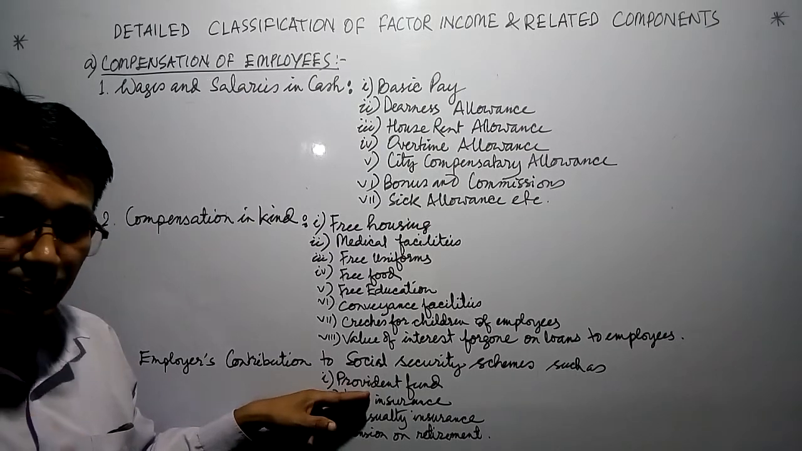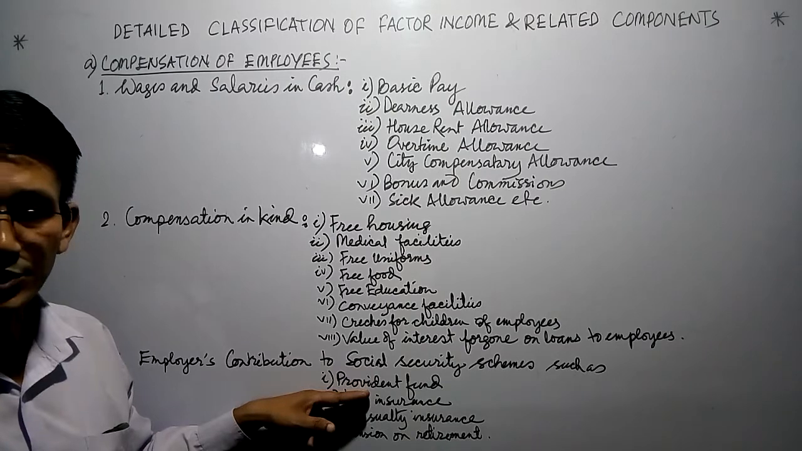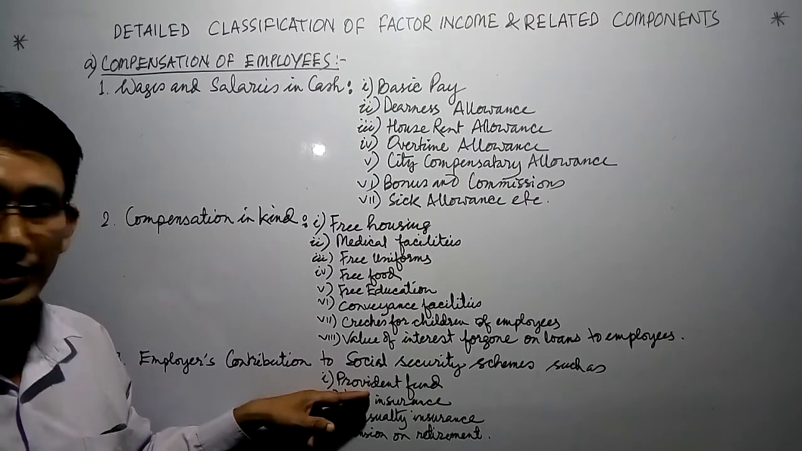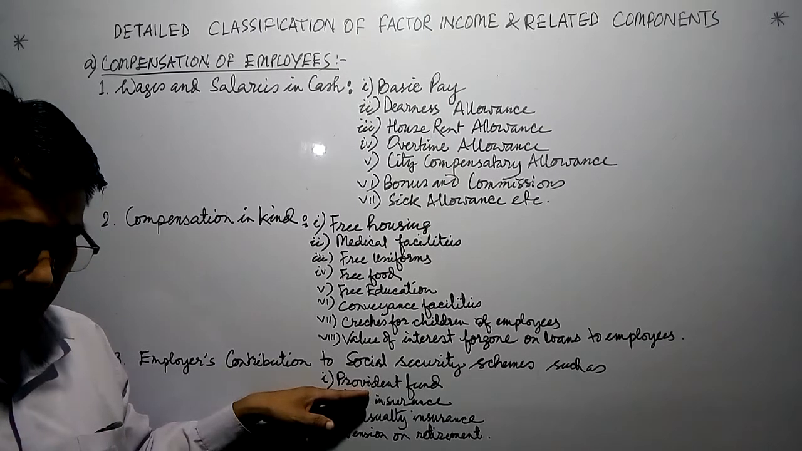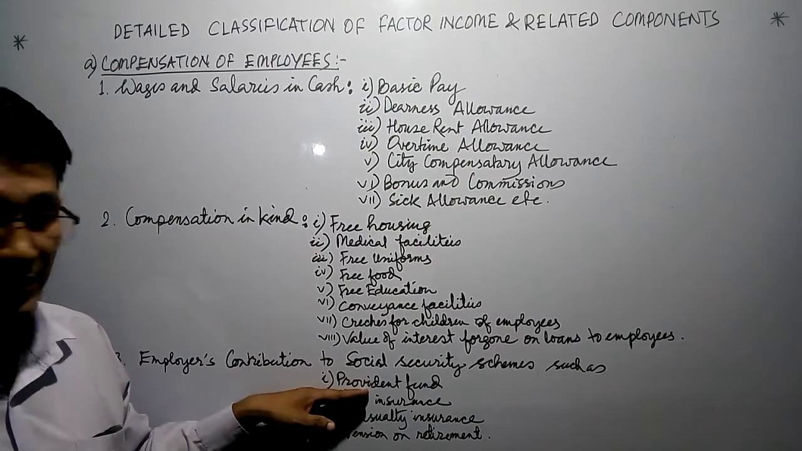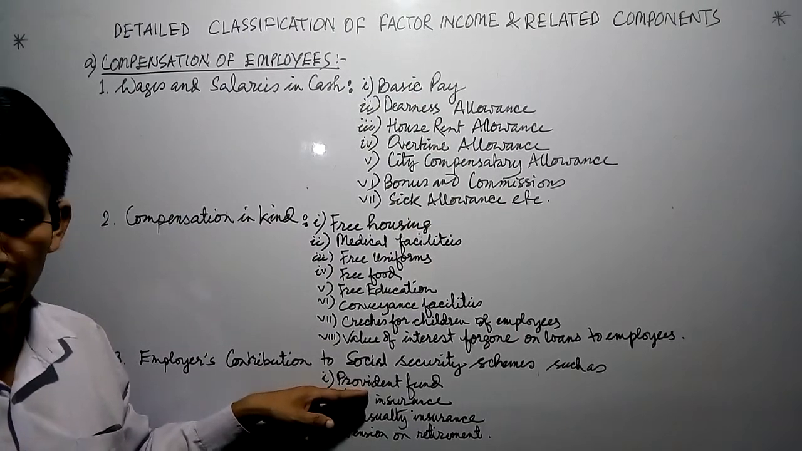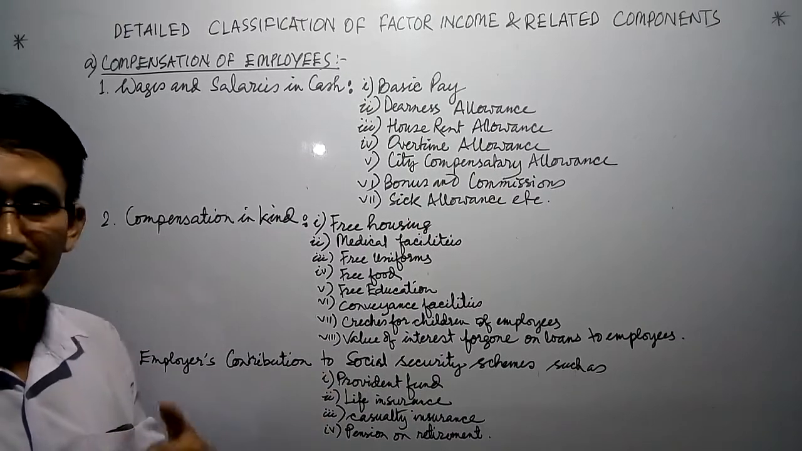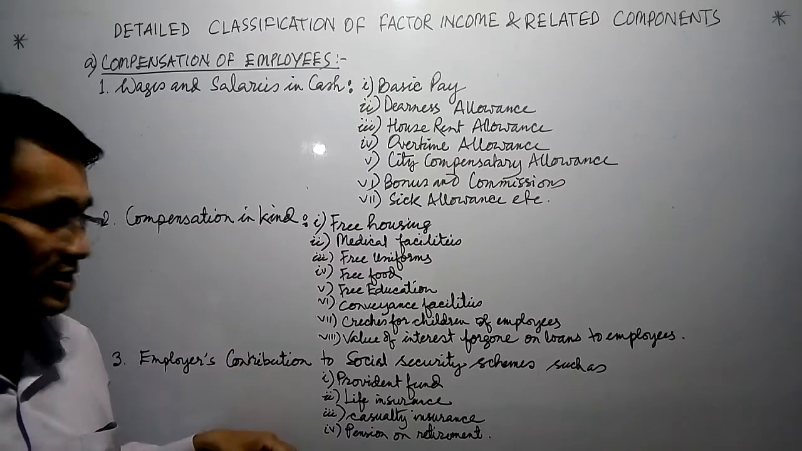So an employee can save some money in the form of the GPF or EPF, that is employees' provident fund. A particular employee will save, for example, say rupees 500, then the employer will add 500 more. In total, in his provident fund account there will be 1000 rupees, like that. So the employer is contributing.